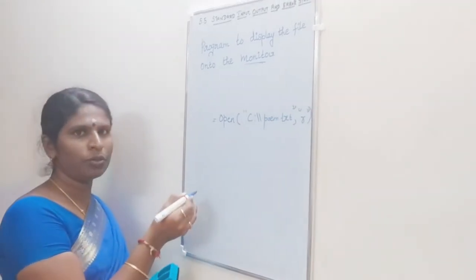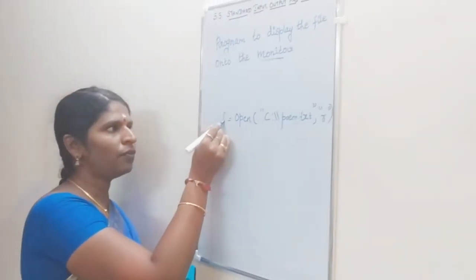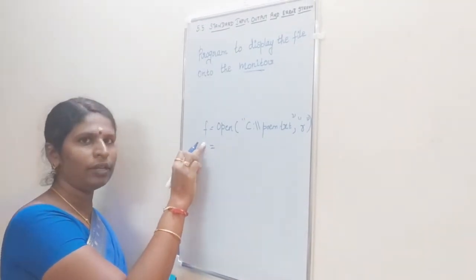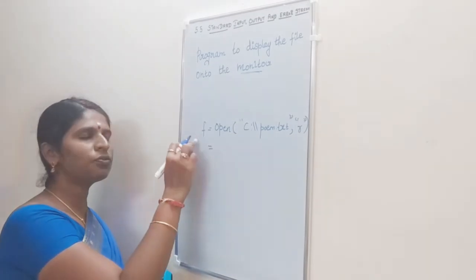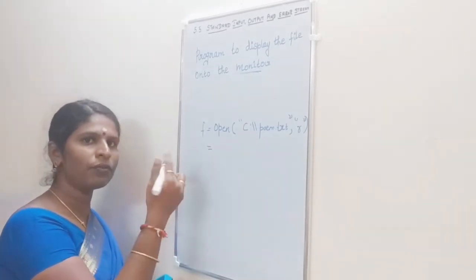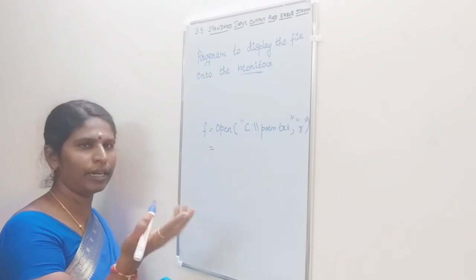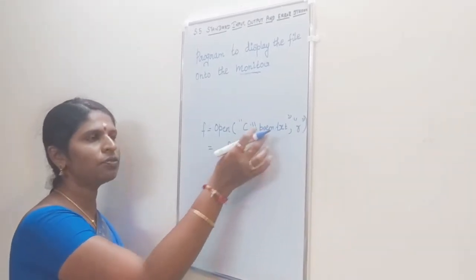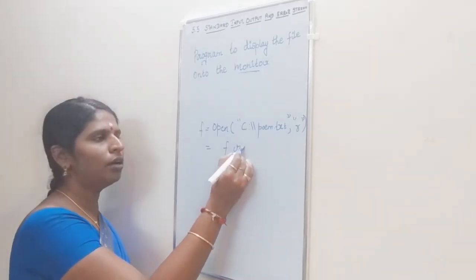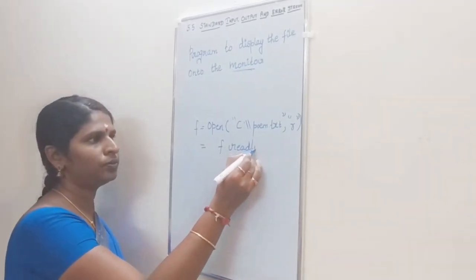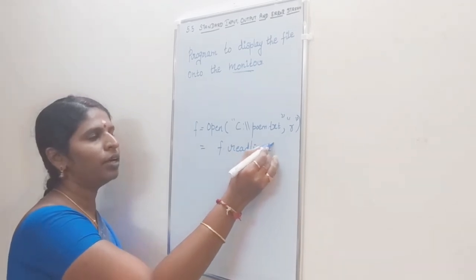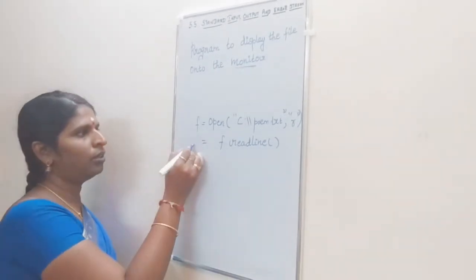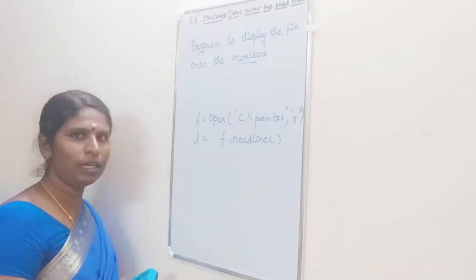It should be linked to a file object. F is a file object. It is also called a file handle. Using this file handle only, we can perform the operations, read or write. F dot, to read the contents in this file, you have to use the readline method. Using the readline method, we can read the contents present inside this file, which will be stored in a variable L.